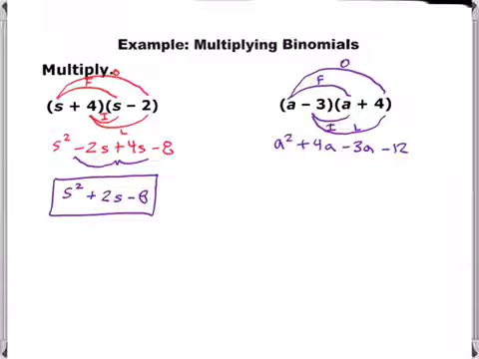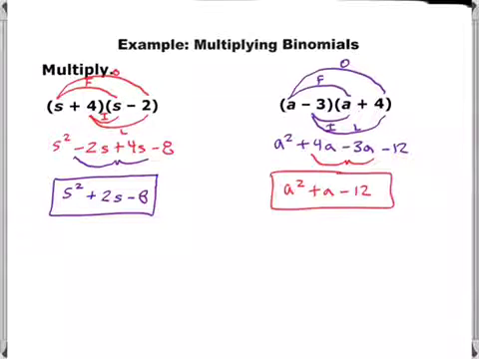All right, so in this case, we've got a squared plus 4a minus 3a minus 12. The last thing we need to do is combine like terms in the middle here, and we get a squared plus a minus 12 as our answer.